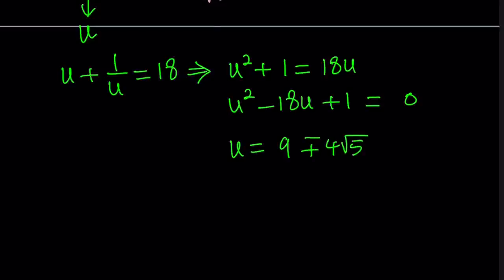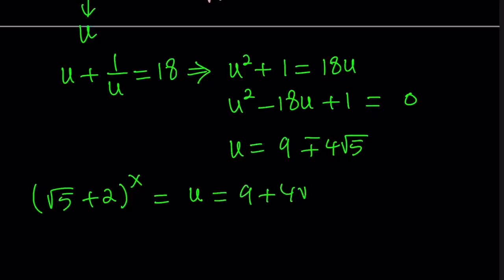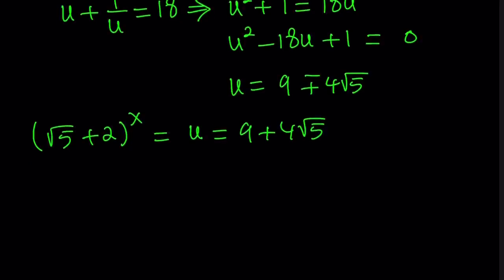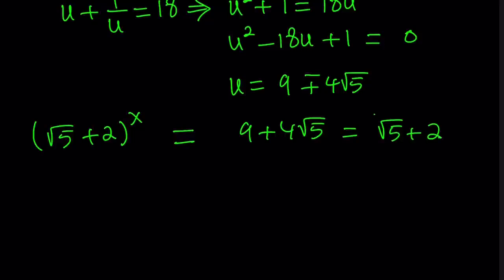Okay, so we have two solutions. Let's go ahead and check each one. Are both of them valid? First of all, that's what we gotta check. So we said that (√5 + 2)^x equals u, and this is equal to 9 ± 4√5. I'm going to start with the positive one, the plus, and then I'll use the minus. Now, if you forget about the u totally and just set this equal to 9 + 4√5, does this work? And it does, actually, because 9 + 4√5 is (√5 + 2) squared. Now, how do I know that?